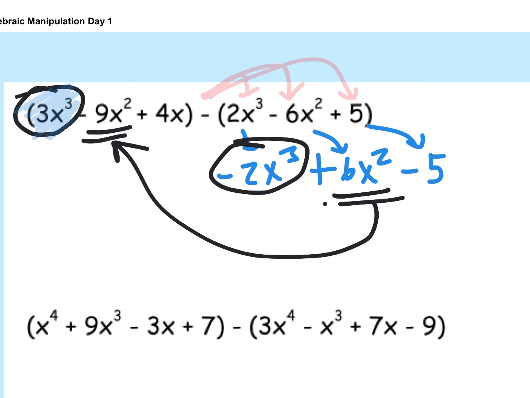This 3x to the third. Lydia, does it go with something else? Yeah. What? -2x. And when you put them together, what did you get? Just 1x cubed. Do you have to put the 1 in front of it? Correct. All right. Parker, these x squareds here, did they have anything that was like them?